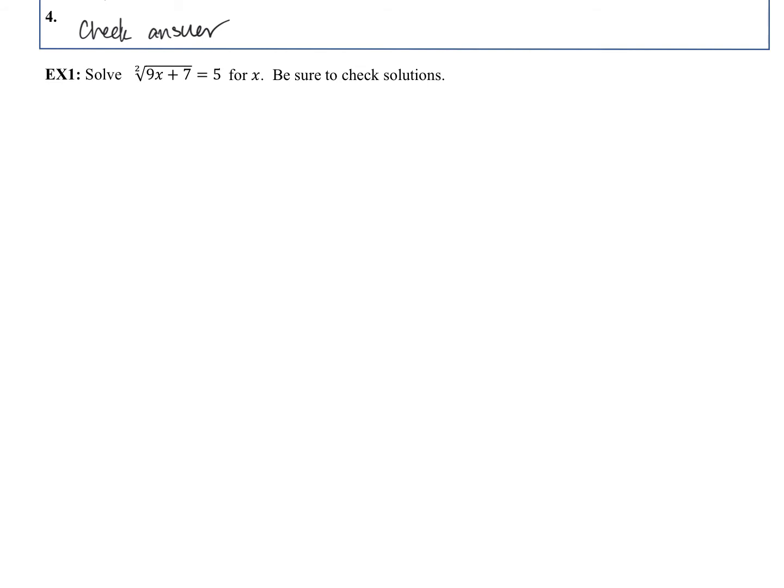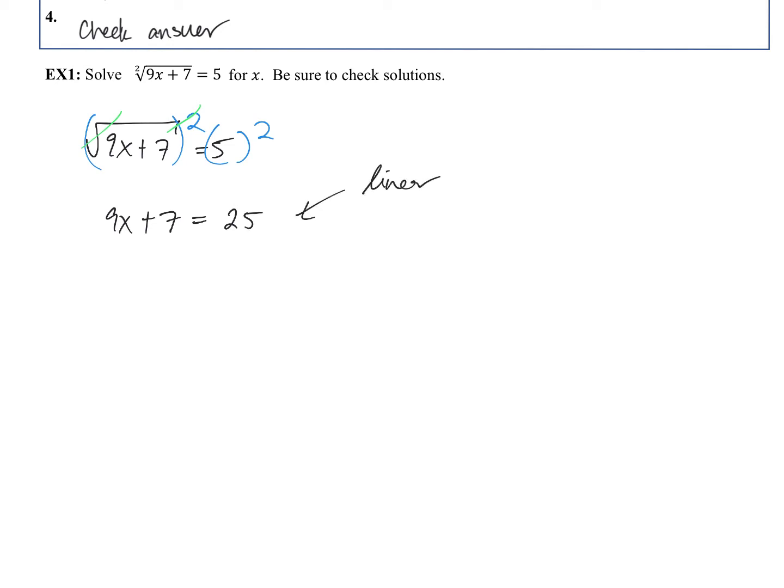Alright, so solving this, the first step is to make sure that the radical is by itself, which it already is. So the next thing we're going to do is apply the power rule and square both sides. And then we get 9x plus 7 equals, and then 5 squared is just 25. And hey, this looks like something we know. This looks linear. We know how to solve this. We're going to go ahead and isolate x. And then we have 9x equals 18. And then we're still solving for x, so we'll divide both sides by 9, and we get x equals 2.